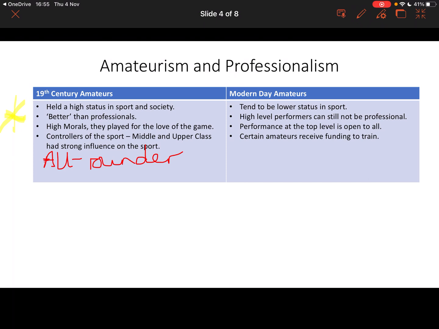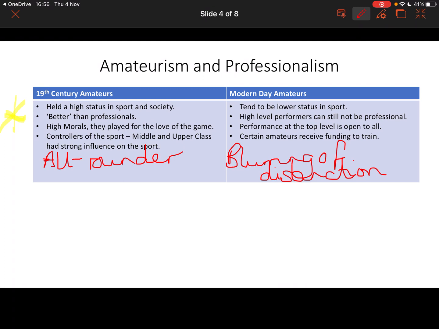Okay, so that's 19th century. So that's the concept for this year 13 as well, the 19th century concept of amateurism. Modern day amateurism, as you can see there, the biggest thing I would also add to here, there is a blurring of the distinction between who is an amateur athlete and who is a professional. Okay, but let's look at the differences.